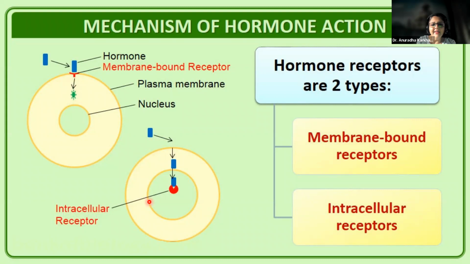Second is intracellular receptors. Intra means inside the cell. So here the receptor is present inside the nucleus. The hormone will come, enter the cell membrane, enter the cytoplasm, enter the nucleus and reach its receptor. So either they'll be on the cell membrane or inside the nuclear membrane. There are two areas where the hormone receptors are present.